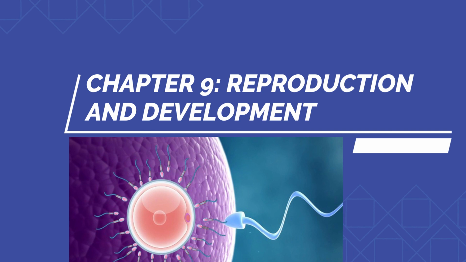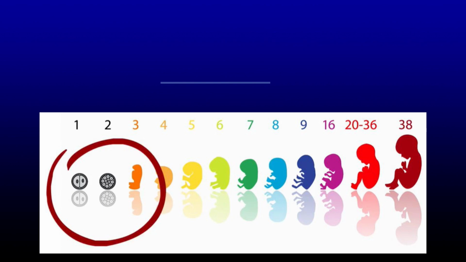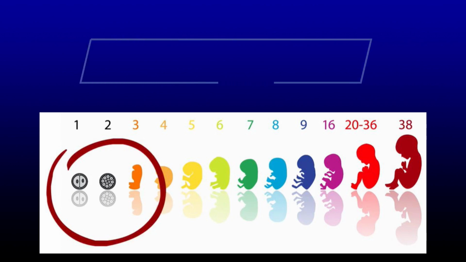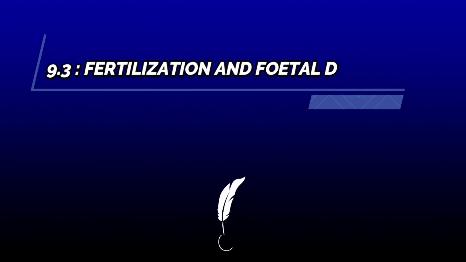So in this session, we are going to cover chapter 9, reproduction and developments, focusing on subtopic 9.3 and 9.5. For subtopic 9.3, there are 4 learning outcomes that you should be able to understand.